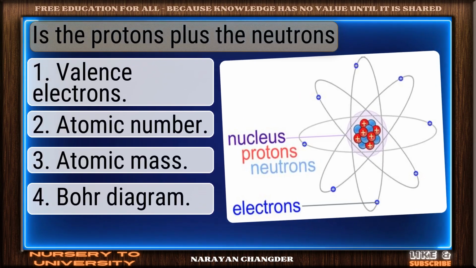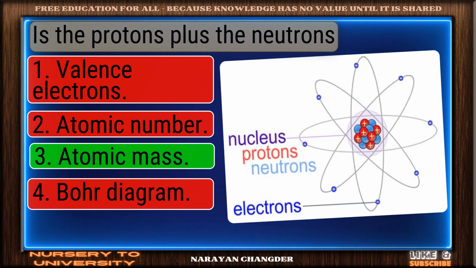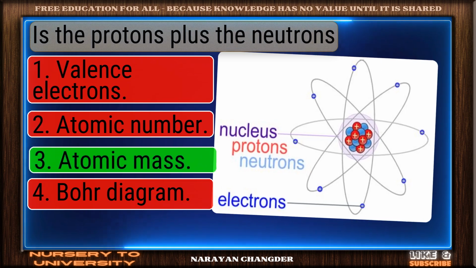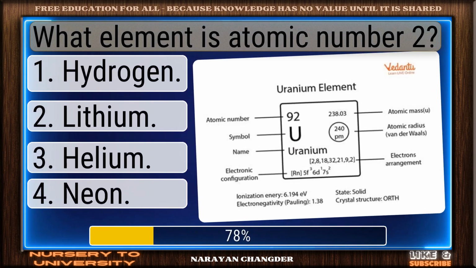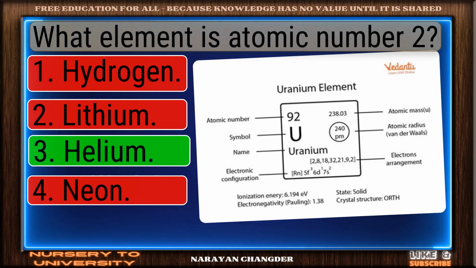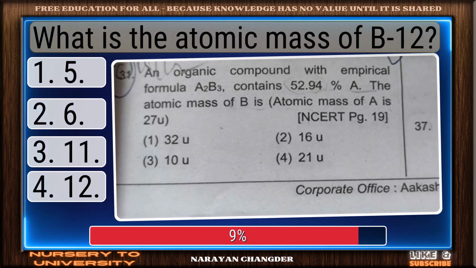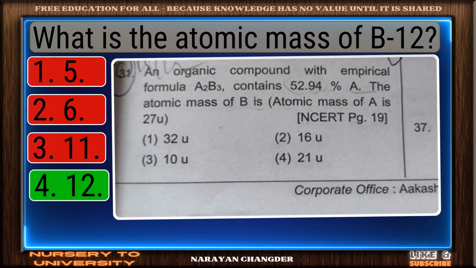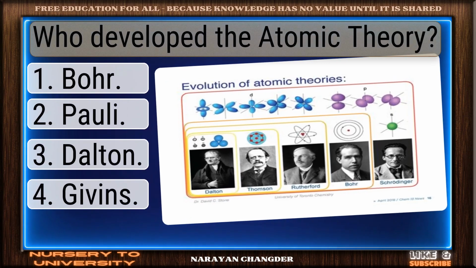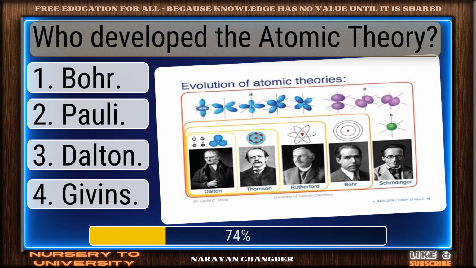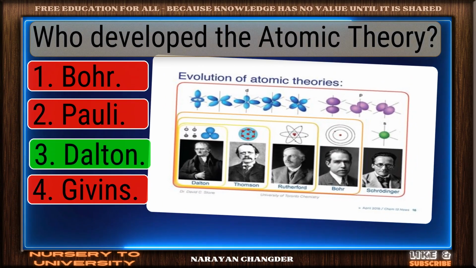Is the protons plus the neutrons. Correct response. Atomic mass is the most accurate answer. What element is atomic number 2? Well reasoned. Helium is the correct choice. What is the atomic mass of B12? Good job. 12 works well here. Who developed the atomic theory? Well picked. Dalton is the correct answer.